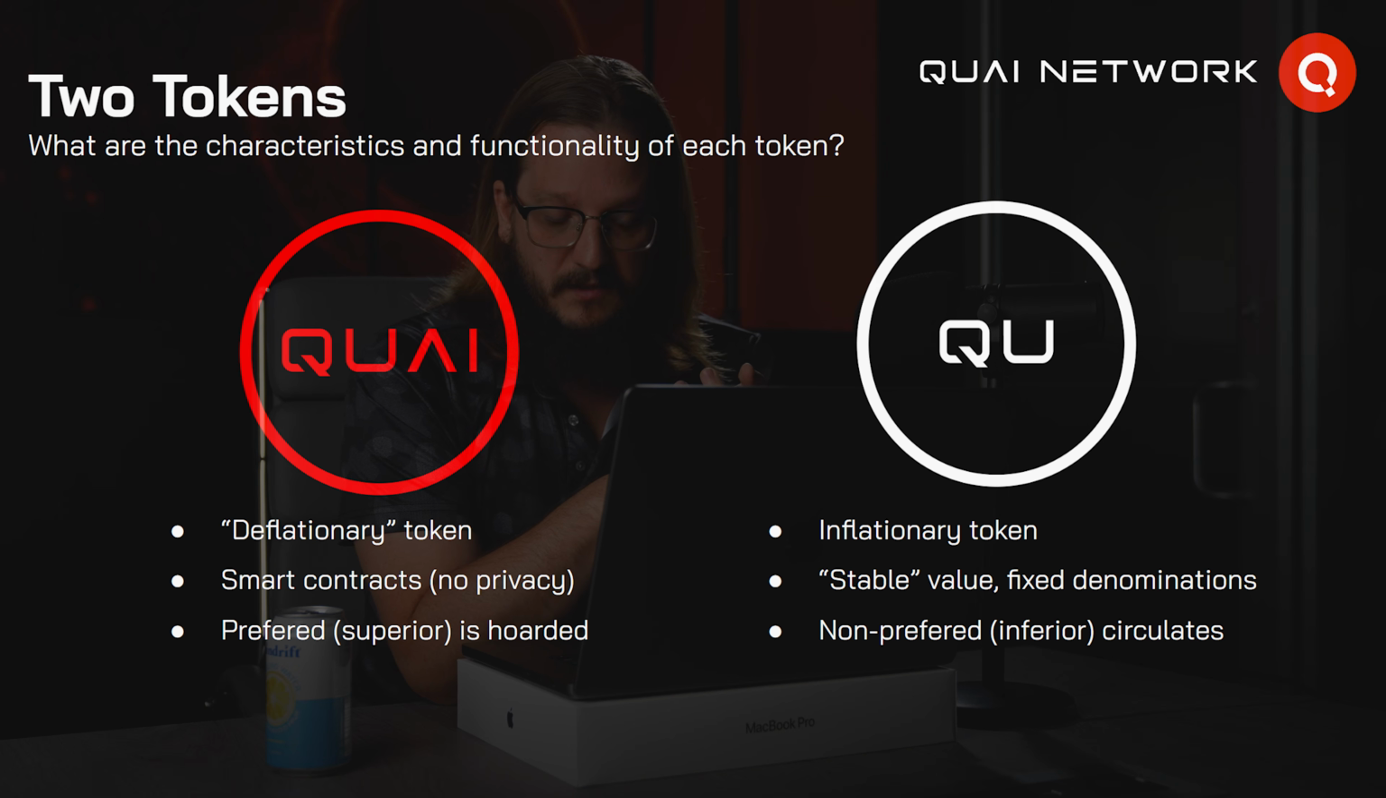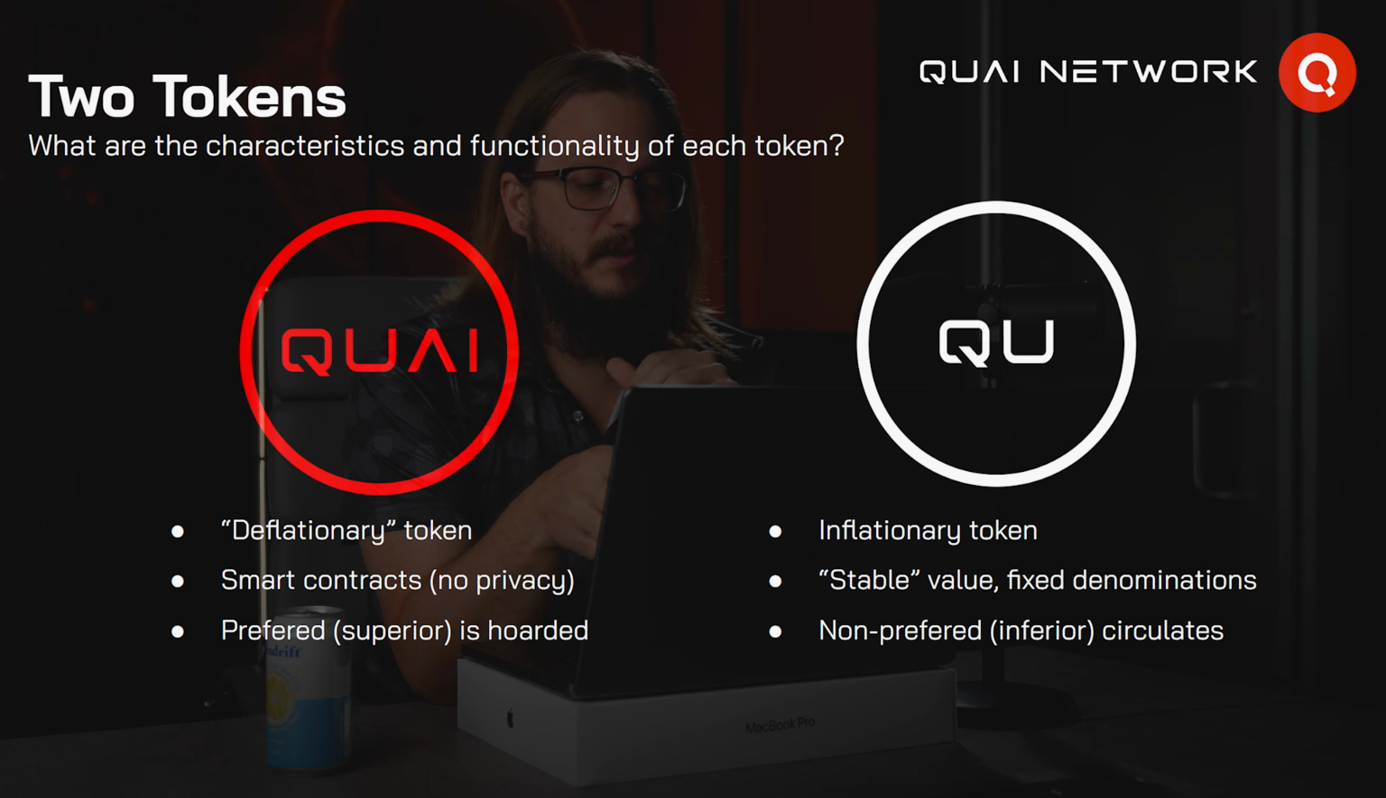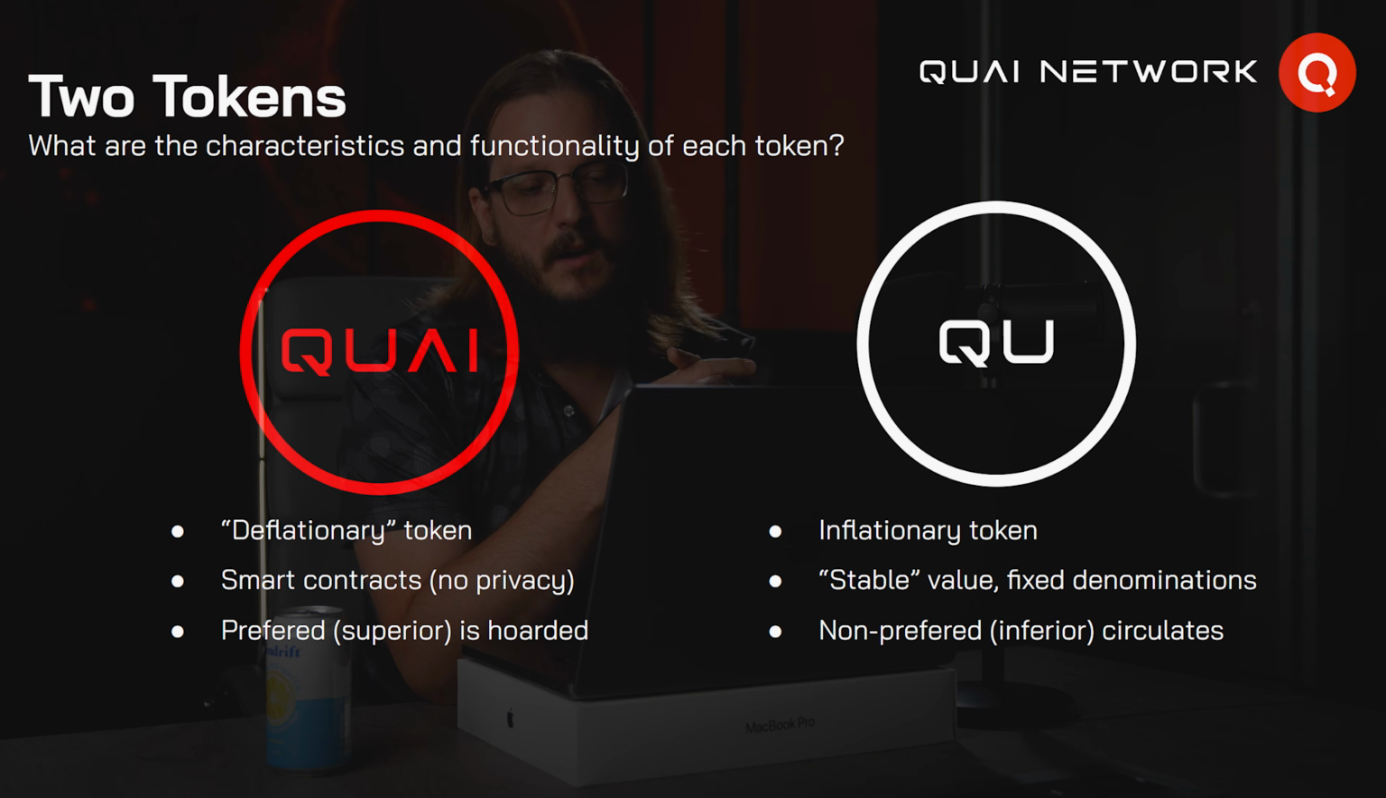So we've met the fungibility issue. We have something that's stable. We can denominate goods and services and transact using Q as a denominating value. We also have it being the non-preferred token because it's not deflationary, certainly not deflationary relative to Quai. Q would be your broadly circulating token for transactions.